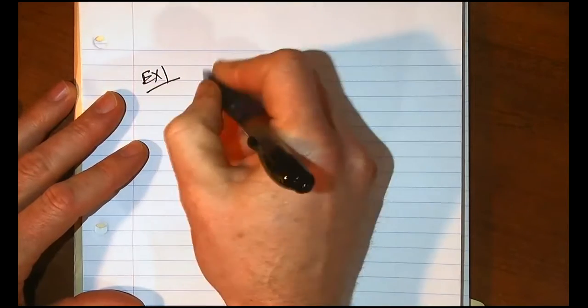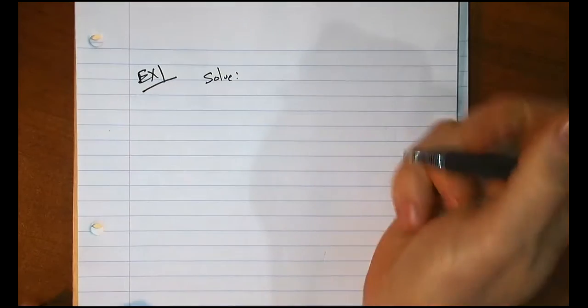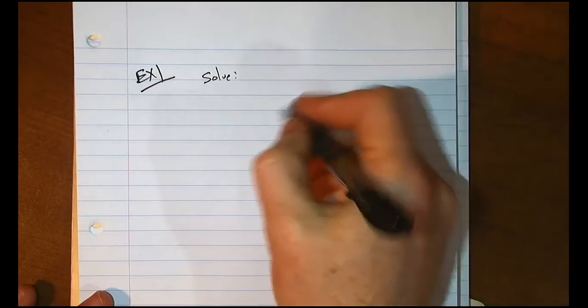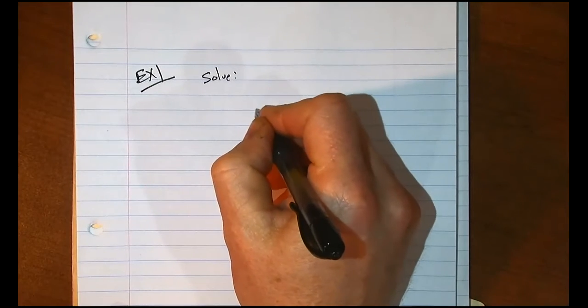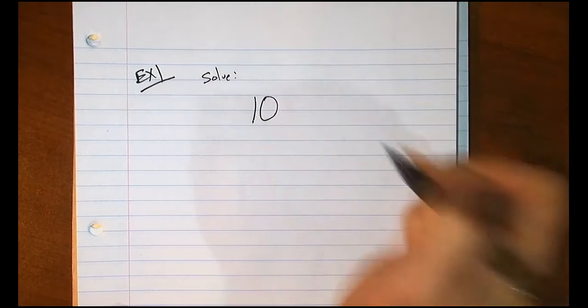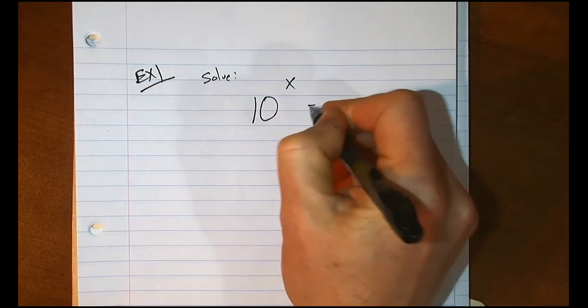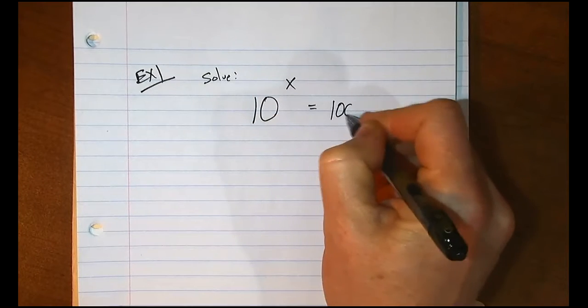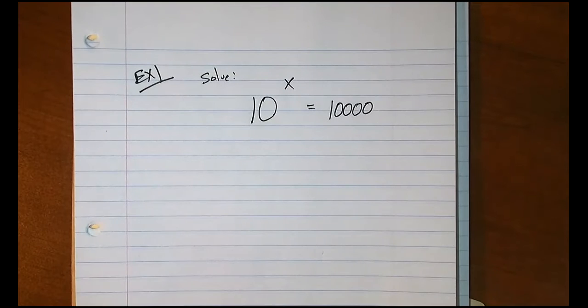All right, so with that said, that quick review, let's actually get into a problem like we're going to really do for this. Okay, so here's our real example number one. It's going to be to solve for x, and we're going to start with an exponential equation. Let's say I've got 10 raised to the x equals 10,000. Okay, so this is the problem that I need to solve.